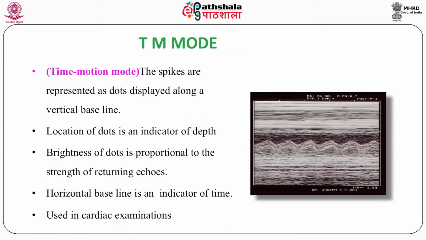Now the next type of display is TM mode, the time motion mode. Here the echoes are represented as dots displayed along a vertical baseline, and the location of the dot is an indicator of the depth. The brightness of the dot is proportional to the strength of the returning echo.